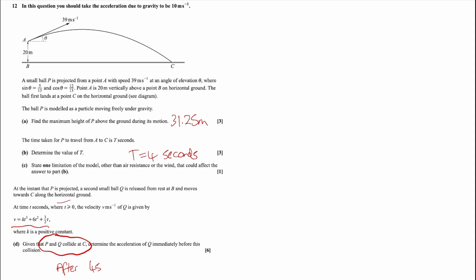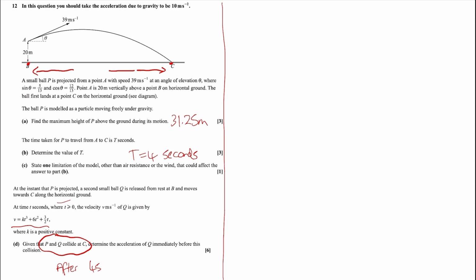Because they start at the same time, and we already know that P hits the ground at 4 seconds, so if they collide at C, then it must be after 4 seconds. Now, what would be really good to know for this question is, what's the distance from B to C?